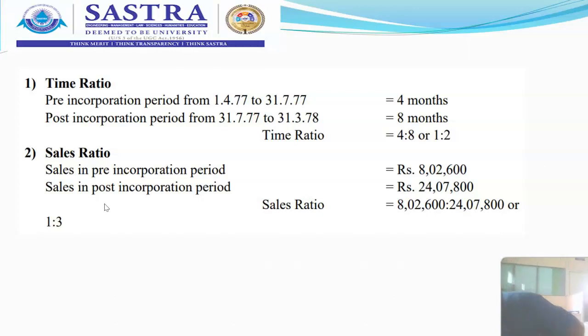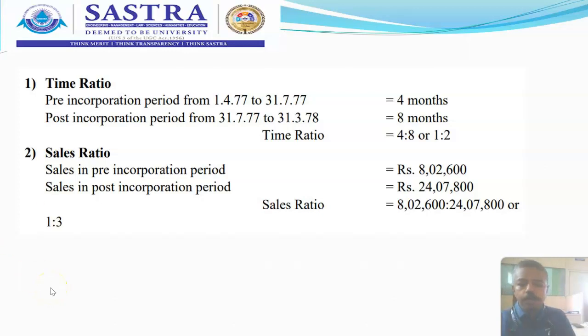So with this, let me take you to the calculation of a sales ratio. So now the time ratio is 4:8, or you can also call it in a simple way 1:2, because 1 4 is 4 and 2 4s are 8, and we will do that calculation.